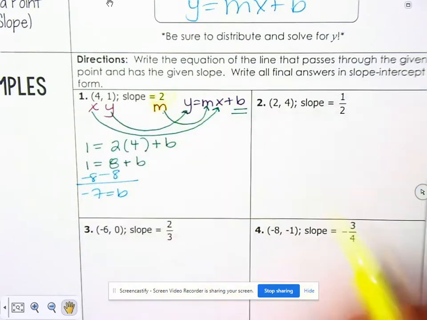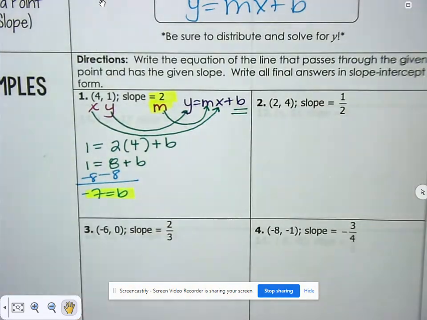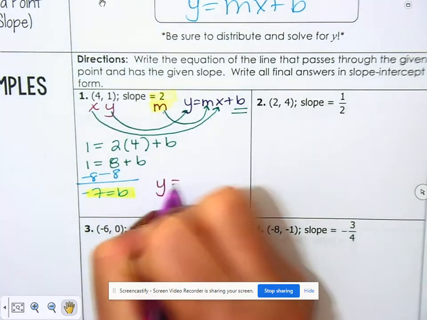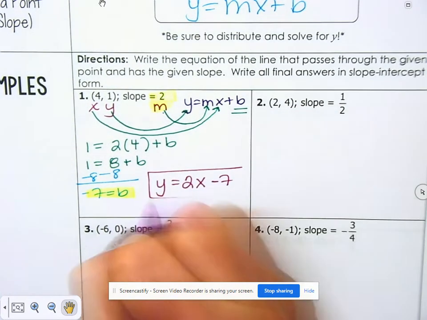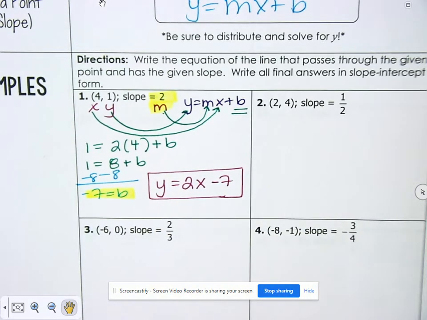Once we get -7 as our b, they already gave us our m, and now we found our b, we can write our equation. Y equals, our m was 2, and our b is -7. So for all of these, you're going to find b first by plugging in what you were given, and then plug b and m into your equation like we did at the very beginning of our notes.